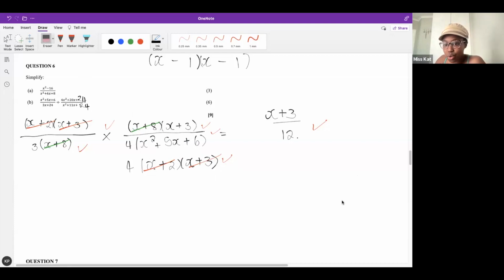Someone said, how do you get 12 for the final answer? I was left with a 3. Oh, let me not erase it. I was left with a 3 and a 4 and a multiplication sign. So I got 4 times 3, and that's how I got 12. Okay, Sia?